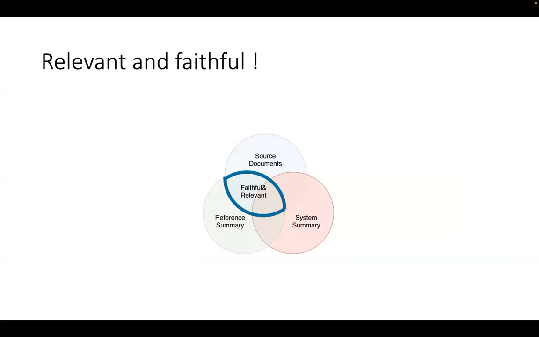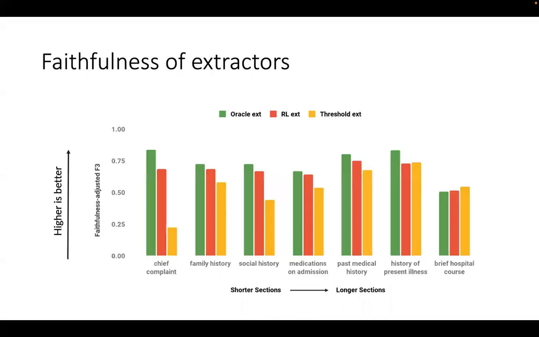Excuse me. So let's look at what are the results. So as I mentioned, we had 7 sections for which we generated extraction and abstractive summary approach. So each of these 3 bars are essentially the evaluations of the summary sections. The leftmost set of bars, which is chief complaint, is the shortest section. And the brief hospital course is the longest section. The bar in green is what the human generated summary looks like. And the red one is the reinforcement learning based model, and yellow is a threshold extension of it.